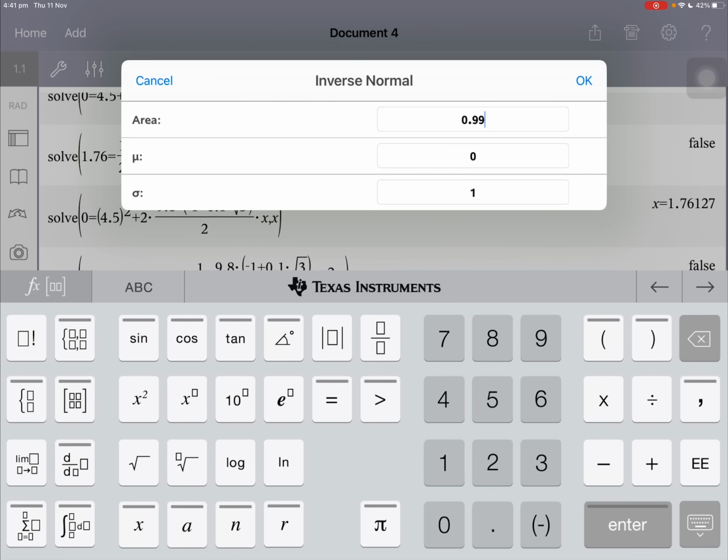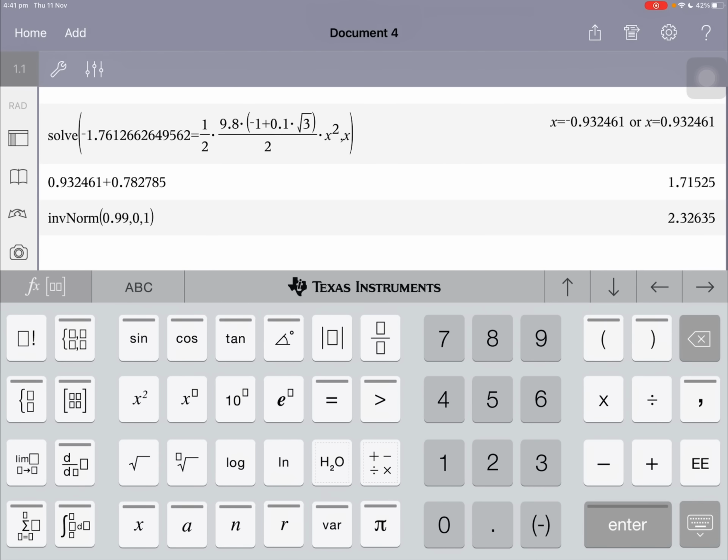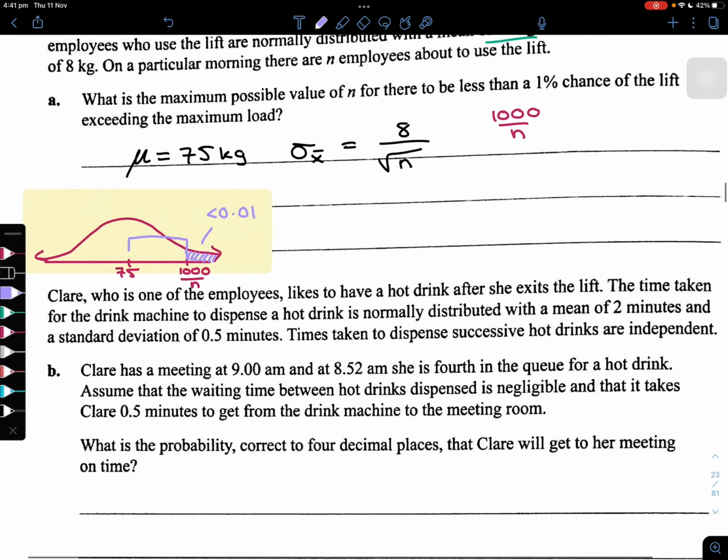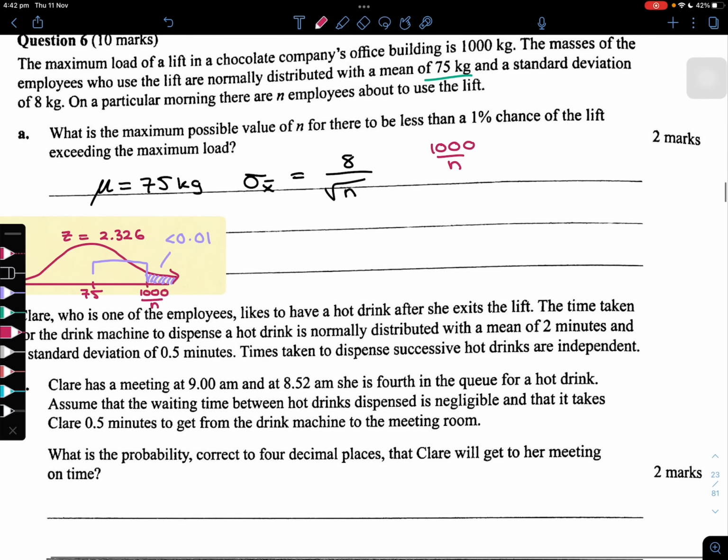Inverse normal of 0.99. I'm doing 0.99 because the inverse normal function on this calculator reads from left to right. And if there's 1% on the far right, that means there's 99% on the left. That gives us 2.326. So Z is equal to that.